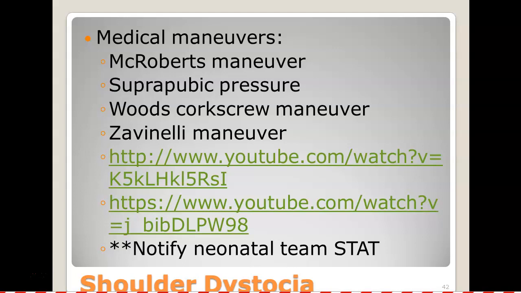And that's going to allow that pelvis to widen, and it flattens the spine of the lower back to allow a little bit more room for the baby to go through.